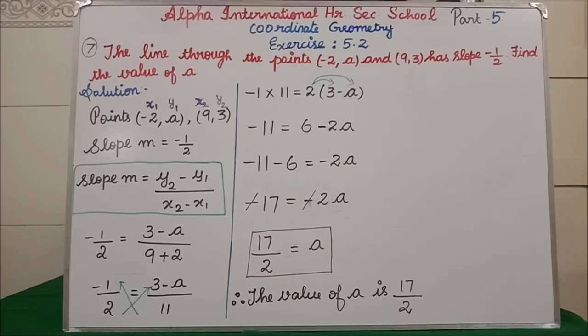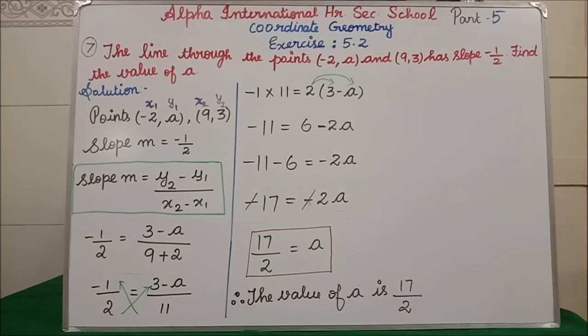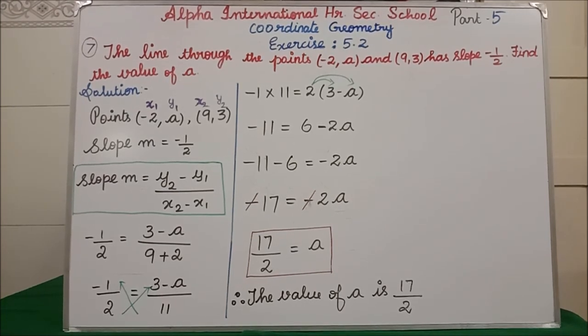We are going to start with the 7th question. See the question. The line through the points minus 2 comma a and 9 comma 3 has slope minus 1 by 2. Find the value of a. Students, listen to the question carefully. The line through the points. So how many points have they given? Minus 2 comma a is one point and 9 comma 3 is one point.